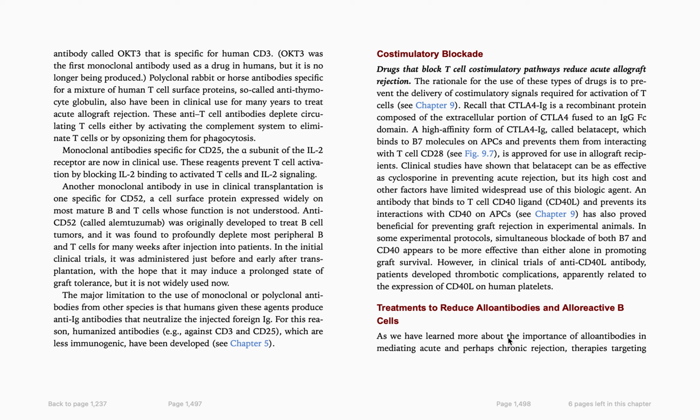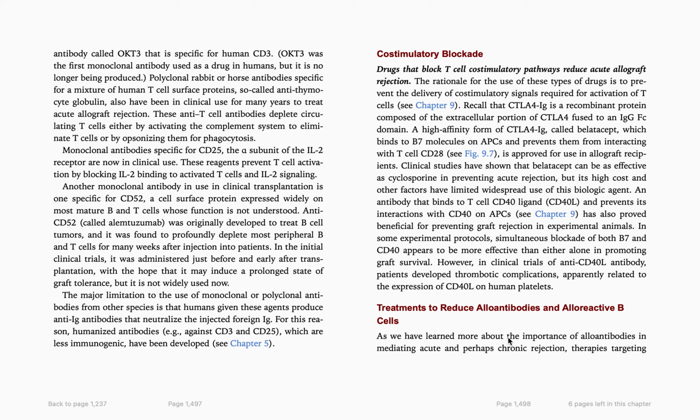The major limitation to the use of monoclonal or polyclonal antibodies from other species is that humans given these agents produce anti-Ig antibodies that neutralize the injected foreign Ig. For this reason, humanized antibodies against CD3 and CD25, which are less immunogenic, have been developed.